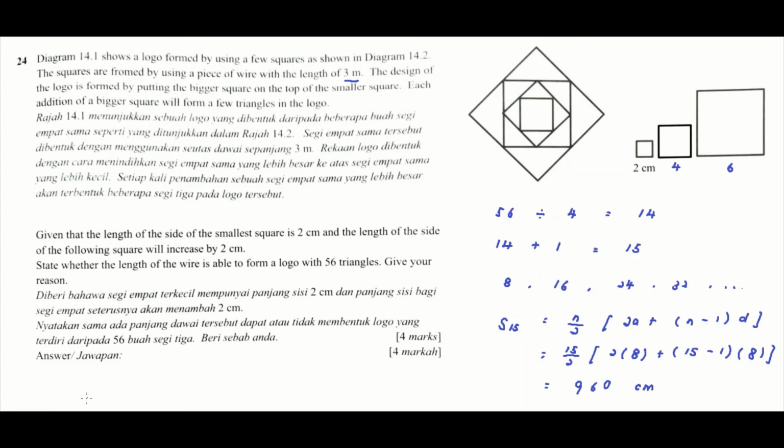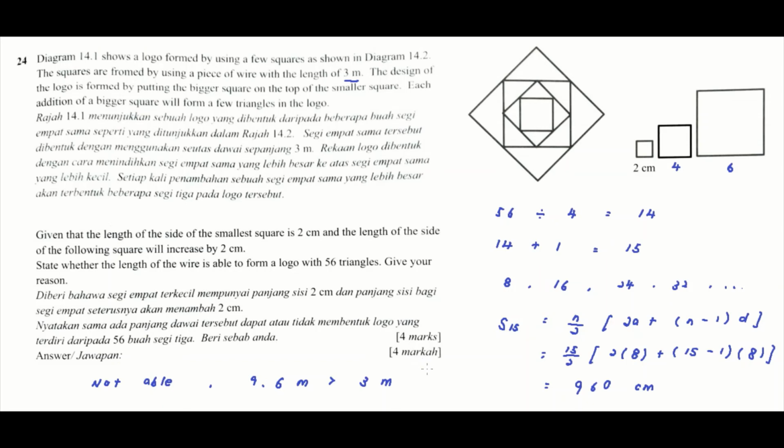So that's why the answer will be not able. Which means not able to form a logo, because 960 or 9.6 meters is far greater than 3 meters. So that's why the length of wire that you need is actually more than 3 meters. So that's the idea.